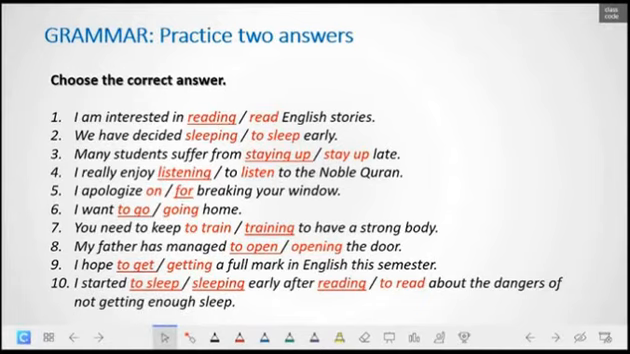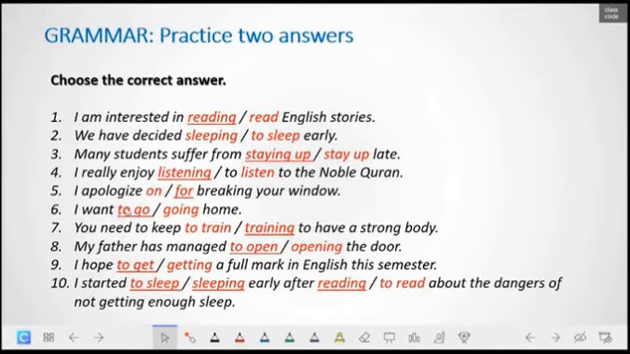Number 3, many students suffer from staying up late. Now we've got suffer from. From is a preposition. After a preposition, you always add ing to the verb. I really enjoy. Enjoy is always followed by gerund. I enjoy listening. I enjoy drawing. I enjoy running to the Noble Quran.